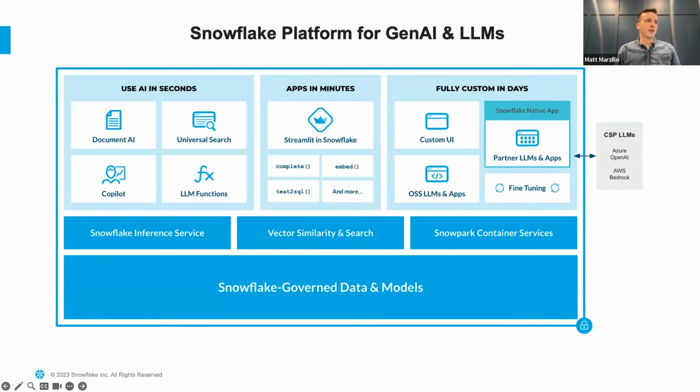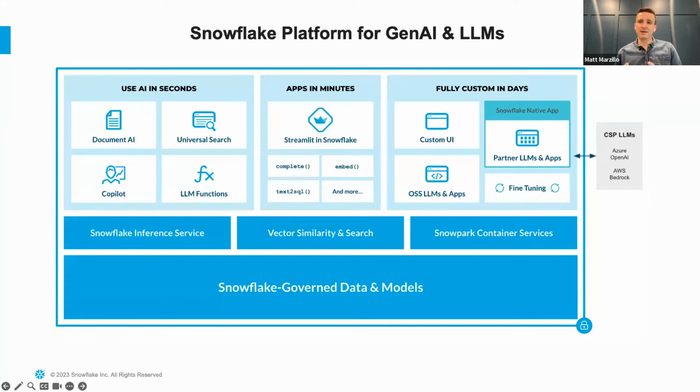And then apps in minutes, you can take some of that functionality and build your own applications right inside of Snowflake, right? So using Streamlit or using some other application you want to inside of Snowpark Container Services, you can wrap up all of these LLM functionalities and features into your own applications that you can share internally with your organization or outside to the world.